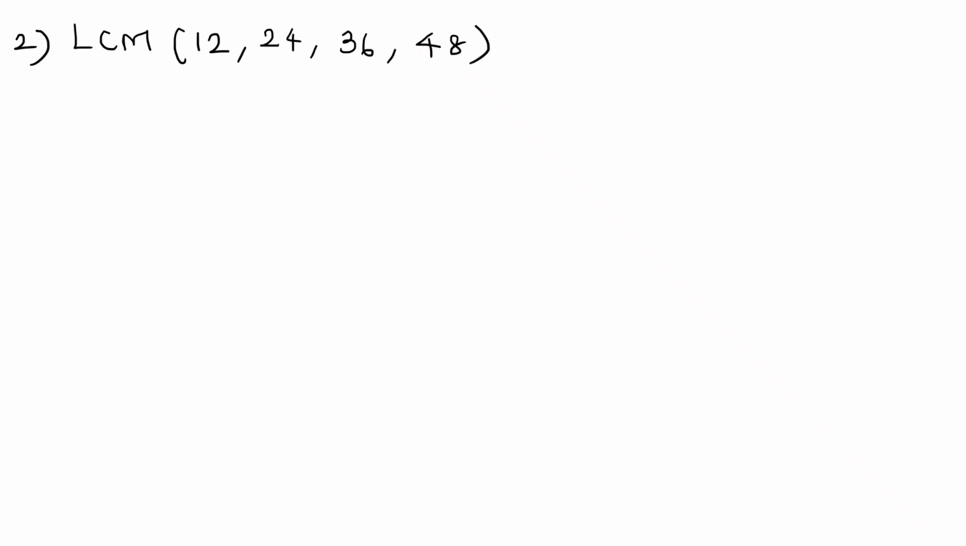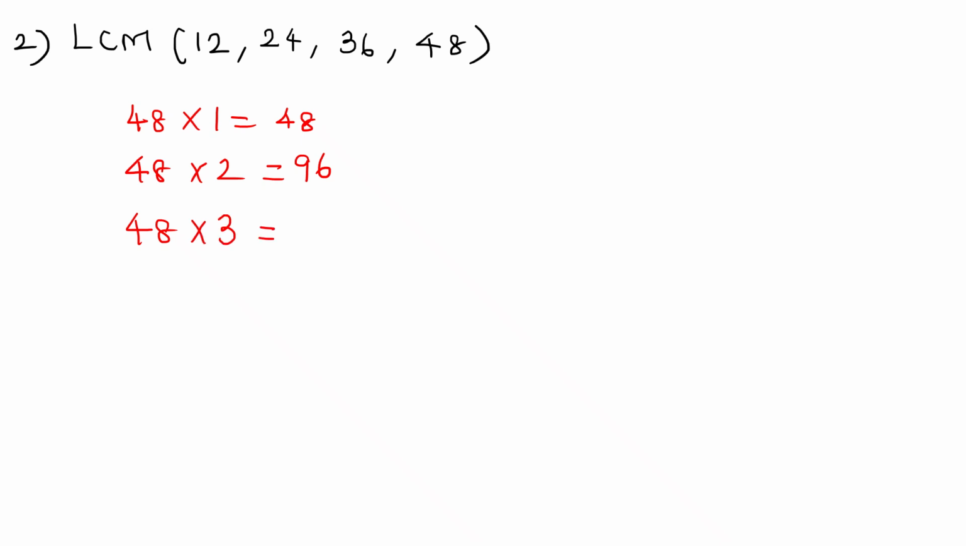Now I have to start writing the multiples of 48. So 48 into 1 is 48. Then 48 into 2 is 96. Now I have to check whether 96 is present in all three tables. It is present in the 12 table. It is present in the 24 table, but it is not present in the 36 table. Now I have to move on to the next number, that is 48 into 3.